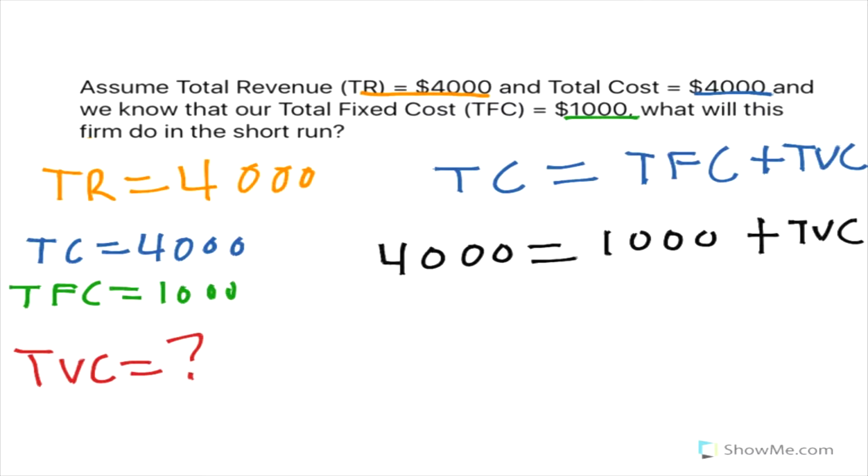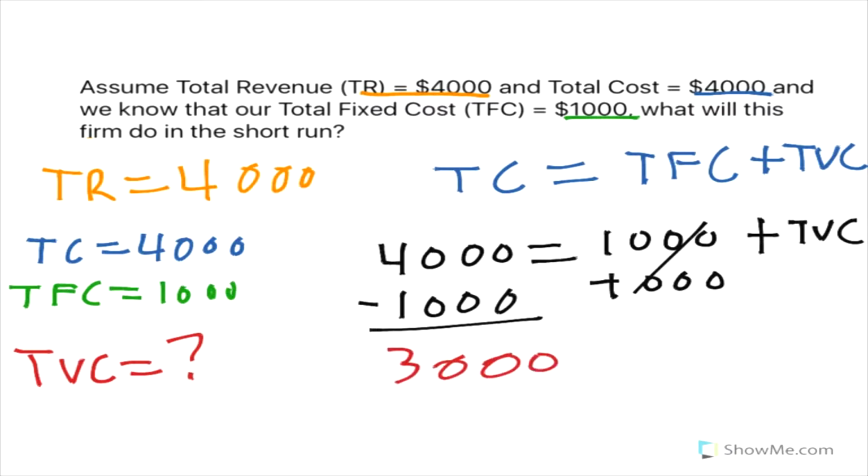Same equation, everything's applying, just inputting the information that they've given us. Now, what we're going to do is subtract the total fixed cost from total cost, and that's going to give us a total of 3,000 equals total variable cost.